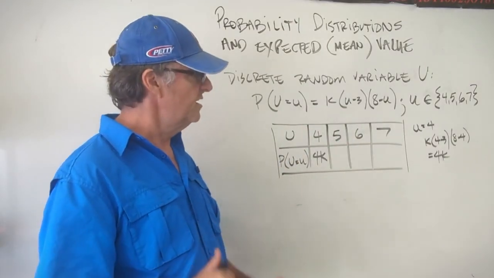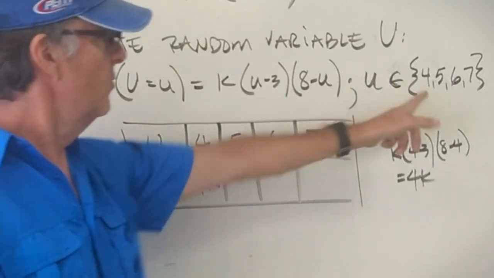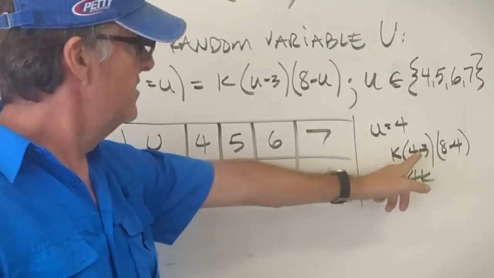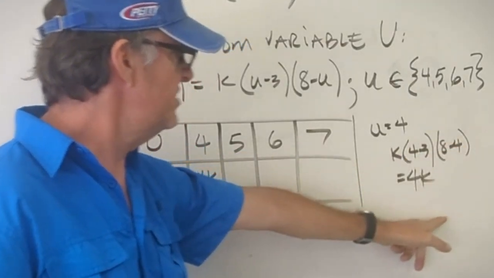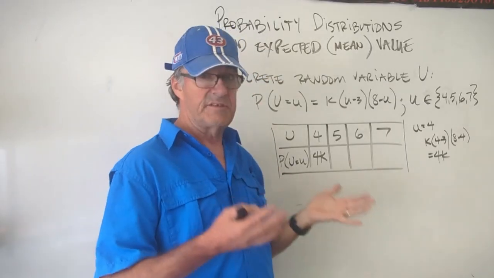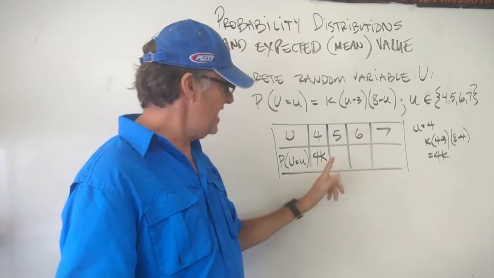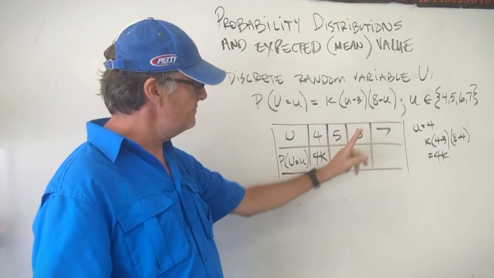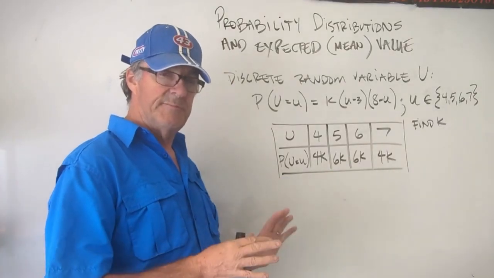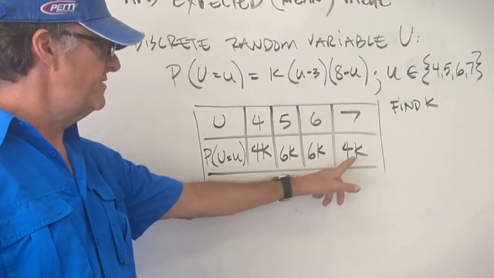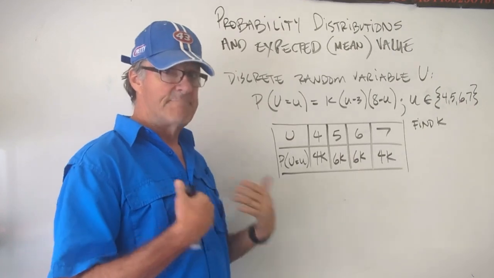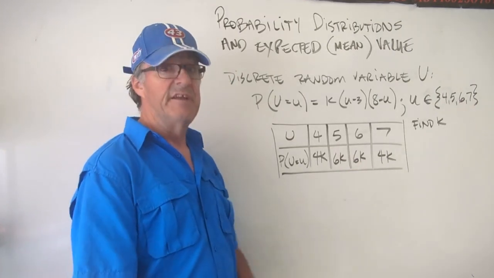Okay, I did the first one for you here. Here's our expression. We're going to plug in for the little u, and so I get k times 4 minus 3 times 8 minus 4, which ends up giving me 4k. I don't know exactly what the probability is yet of when the variable is 4, but I can say it's 4k. So now do the same thing and populate your table for 5, 6, and 7. Okay, I went ahead and did that algebra, pretty simple calculations, and I get 6k, 6k, and then back to 4k. If you're not sure how to do that, I would say pause the video and work that math. You're going to need to do problems that do this kind of a thing.